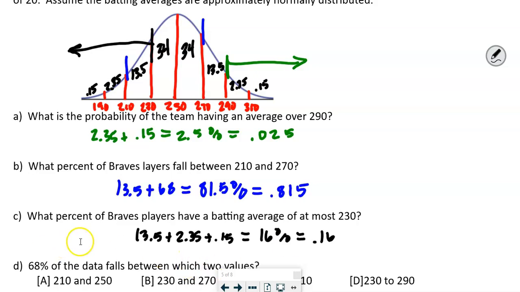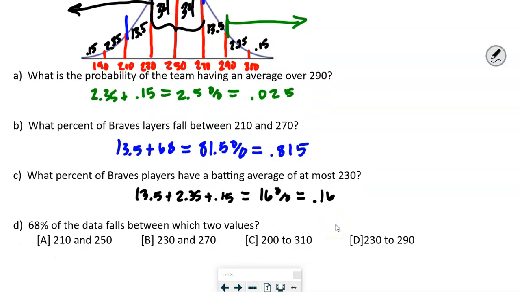All right, then it says 68% of the data falls between which two values. Okay, so there we go. So there's our 68% right there, right? So that's 230 and 270. That was the answer to that one, okay?